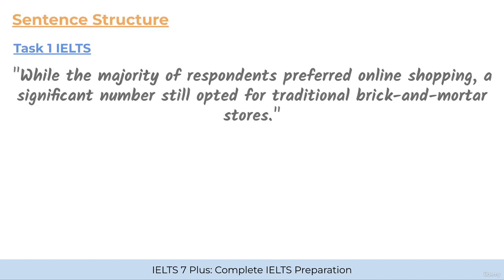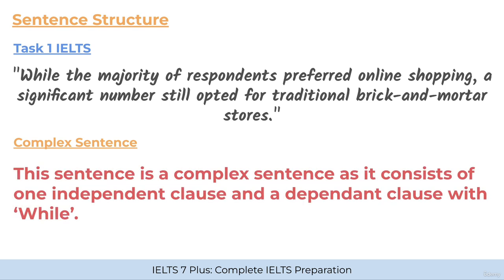Okay, on the other hand, we can have this sentence. While the majority of respondents preferred online shopping, a significant number still opted for traditional brick and mortar stores. Okay, one word is a massive clue. It's a subordinating conjunction, and that should tell you what type of sentence this is. It's indeed complex. We've got one independent clause and one dependent clause with while.